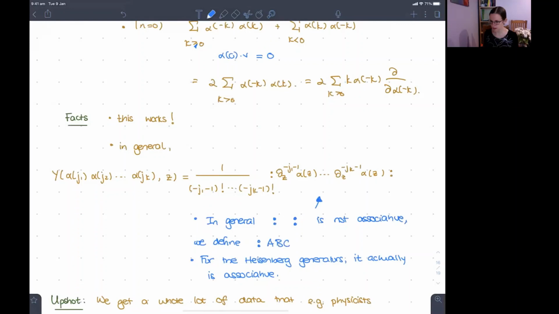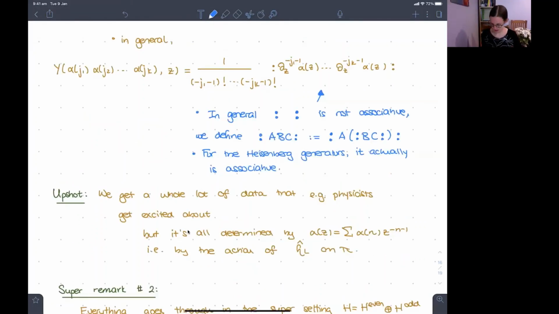But actually for the generators, it turns out to be associative. So we don't need to specify. Okay. So the upshot is that we get a whole lot of data that physicists get excited about, but it's all determined really.